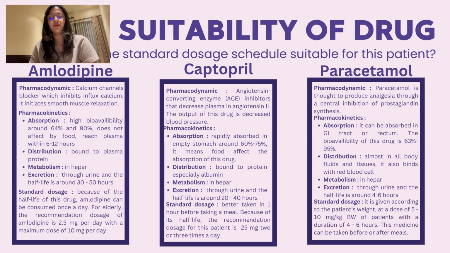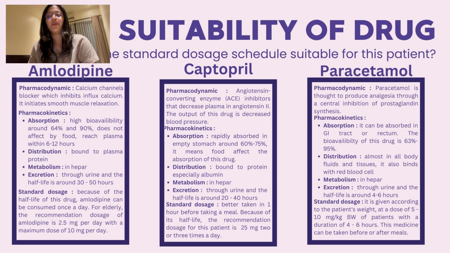The pharmacodynamic of captopril is that it is an angiotensin converting enzyme or ACE inhibitor that decreases plasma angiotensin 2. The output of this drug is decreased blood pressure. For the pharmacokinetics, captopril is rapidly absorbed on an empty stomach, around 60% to 75%, which means food affects the absorption of this drug. The second one is distribution.